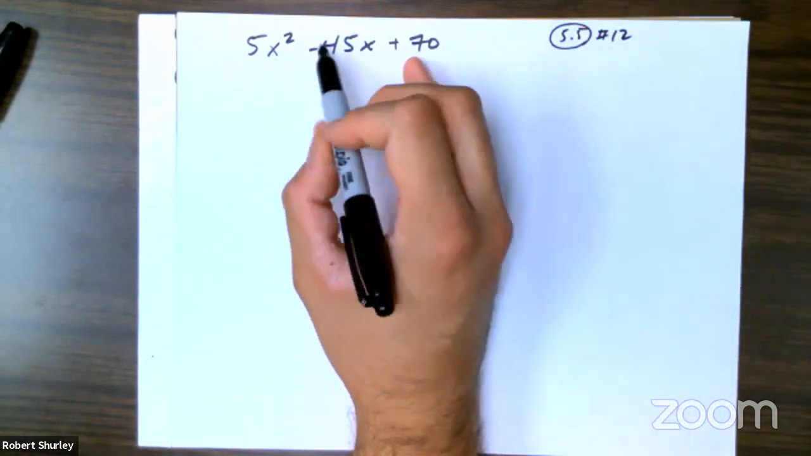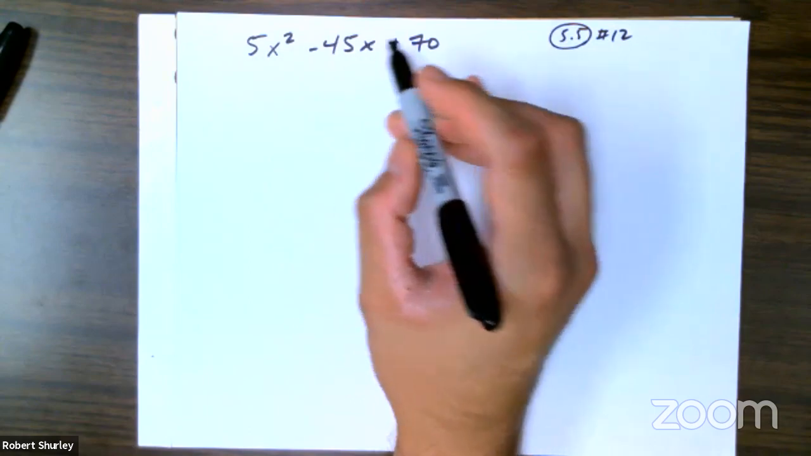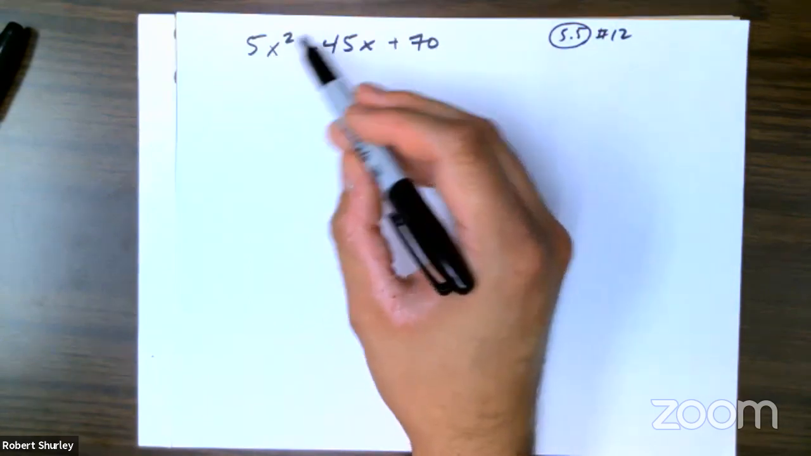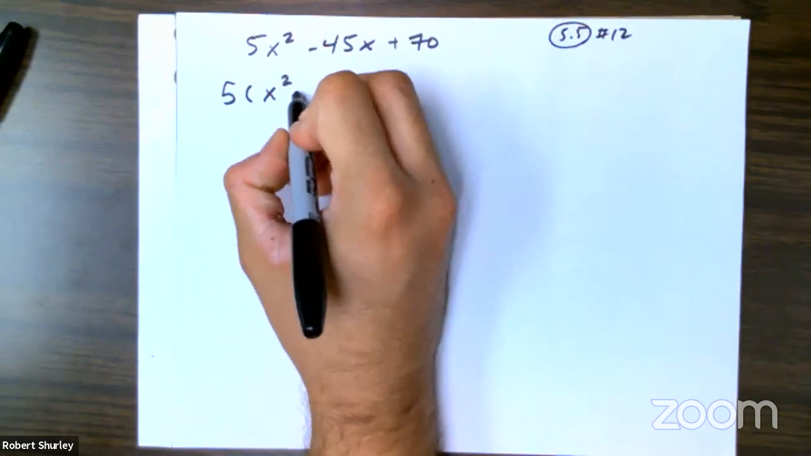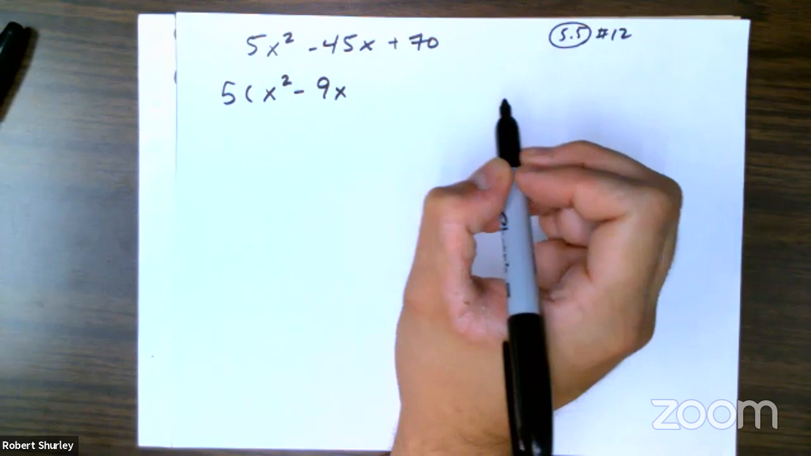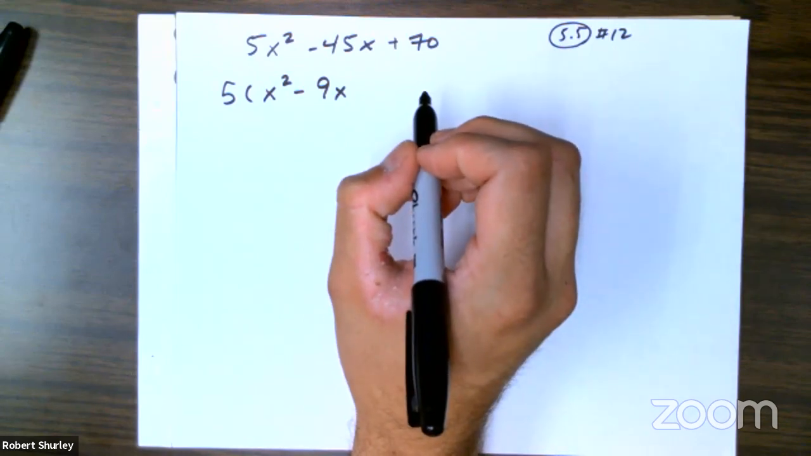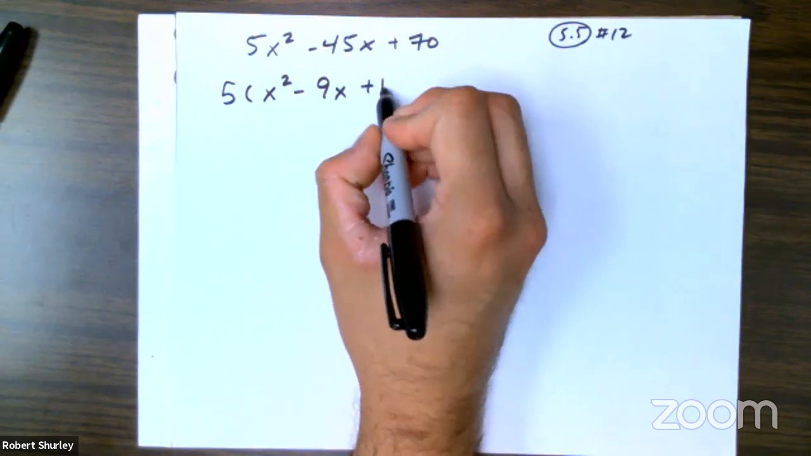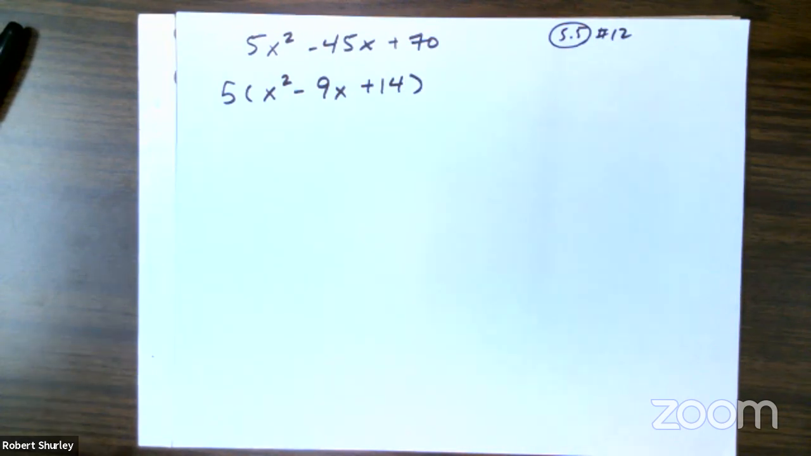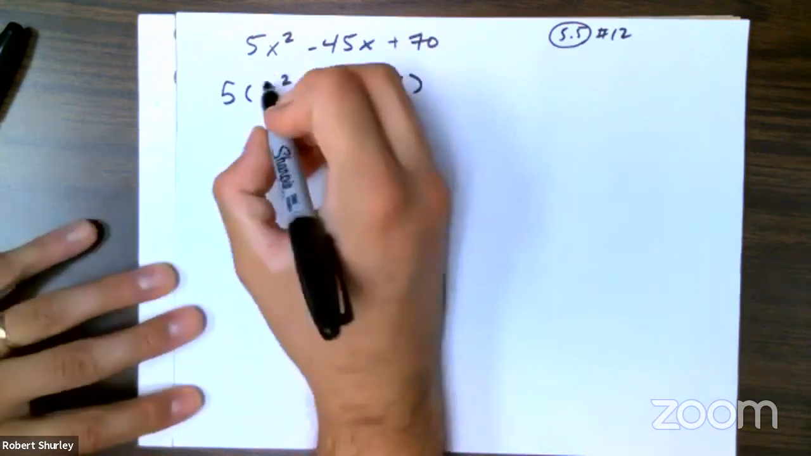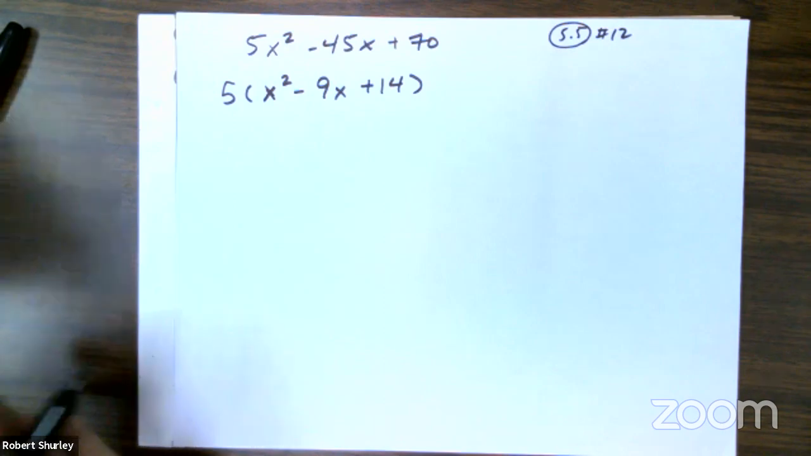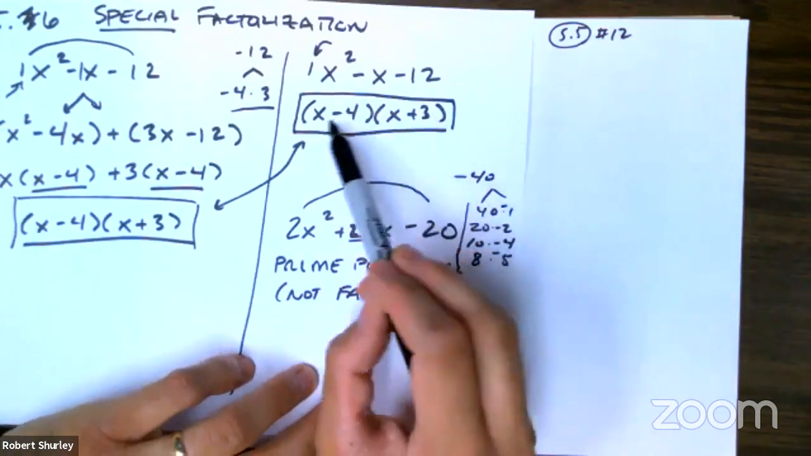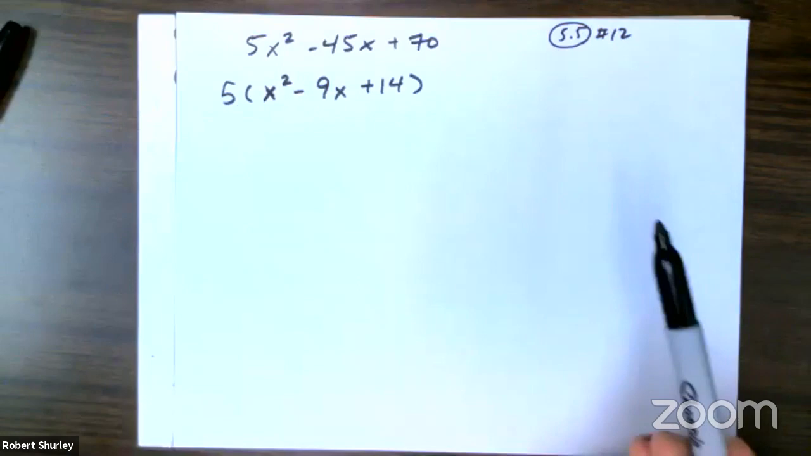First thing I've got to do is see if something factors out of all these. Well, I know each of these numbers is divisible by 5, right? It either ends in a 5 or a 0. So I'm going to factor the 5 out first. And I want to do x squared minus 9x. What's 70 divided by 5? Is that 14? I think so. So first I'm going to factor the 5 out. And then look, when I do this, it leaves me with this x squared by itself.